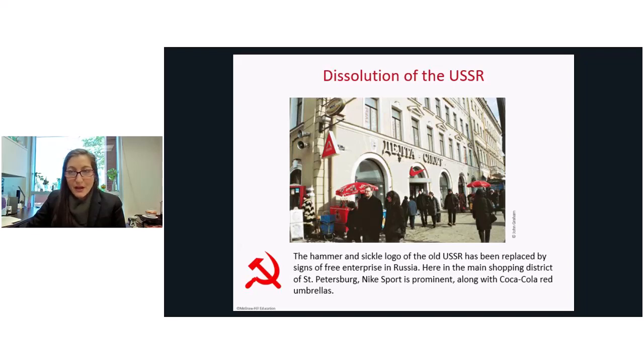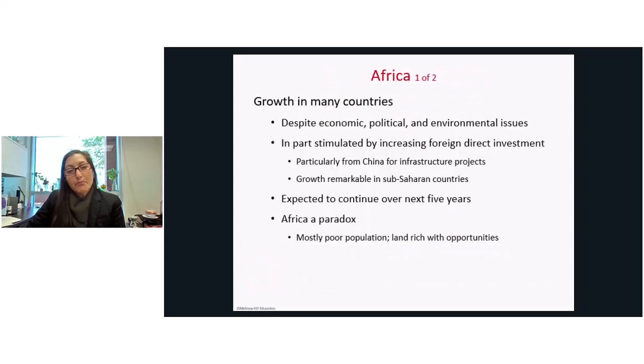Now moving from the USSR into Africa. In Africa, many countries are experiencing growth despite economic, political and environmental issues. In part, this growth is stimulated by increasing foreign direct investment, particularly from China for infrastructure projects. So the growth has actually been noted as quite remarkable in the sub-Saharan countries. African growth is expected to continue over the next 5 years.